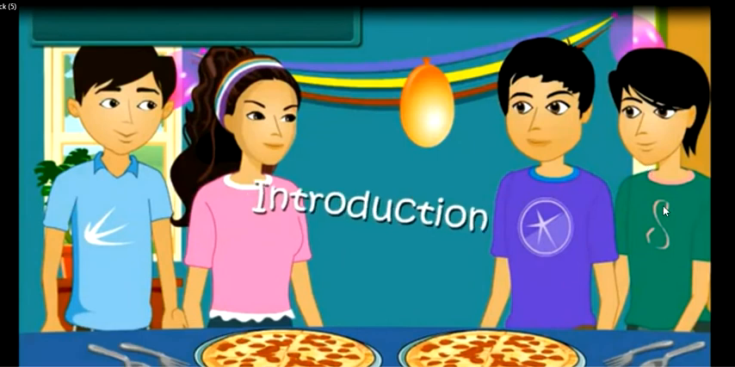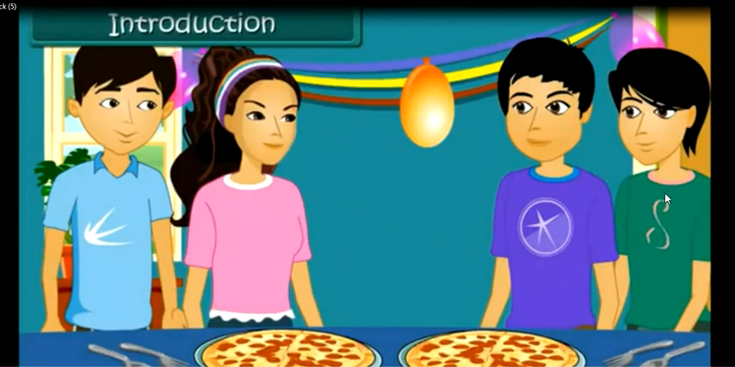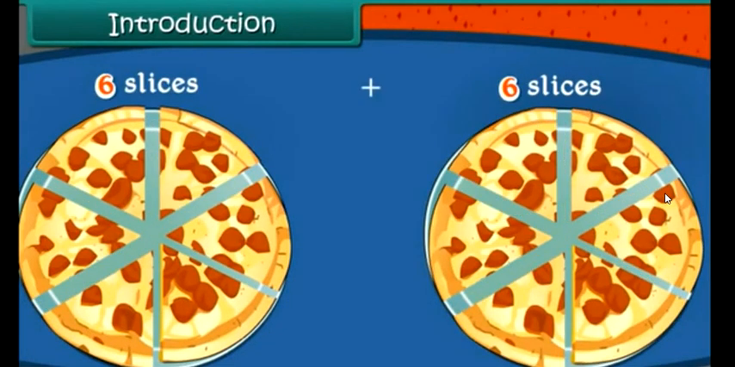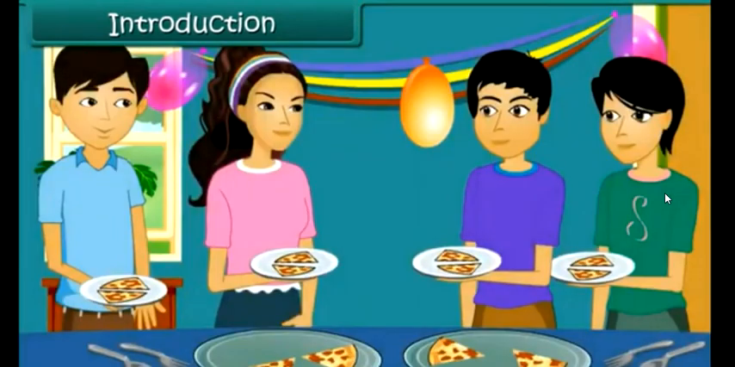Introduction. Rashmi bought 2 pizzas at a restaurant. Each pizza is cut into 6 equal slices. Therefore, there are 12 slices. Rashmi has to divide these slices among her 3 friends and herself. That means there are 4 friends.